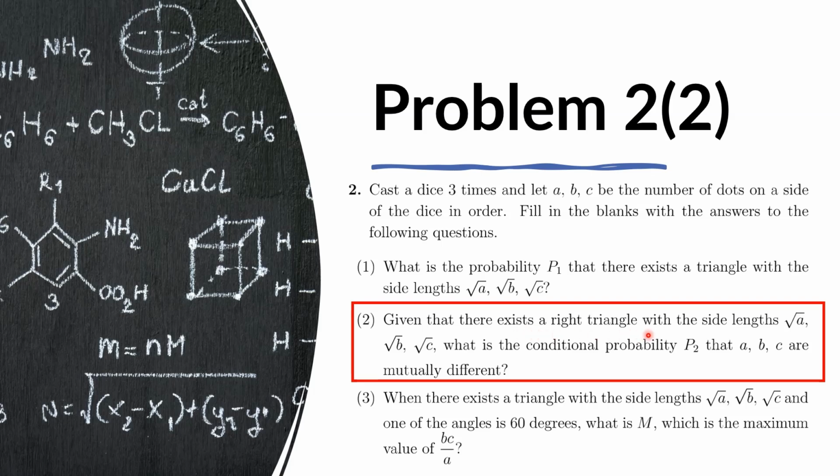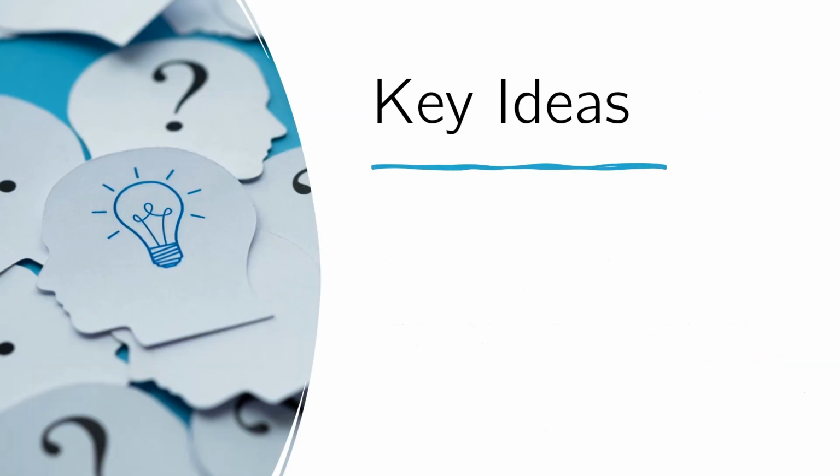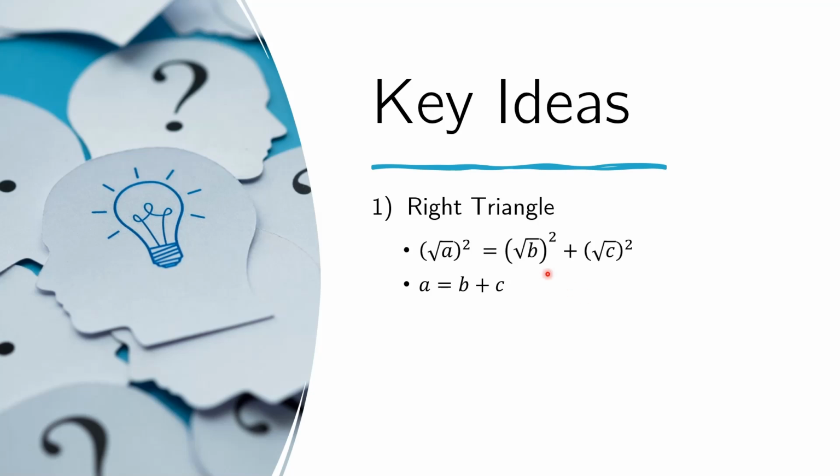Given that there exists a right triangle with the side lengths square root of A, square root of B, square root of C, what is the conditional probability P sub 2 that A, B, C are mutually different? There are two key ideas that we need to recall to solve this problem. The first is that for a right triangle, the square of the hypotenuse is equal to the sum of the squares of the two other sides. So if the hypotenuse is the side with the length square root of A, then A must be equal to B plus C. And it's also the case that if A equals B plus C, then it is a right triangle. So this is just from the Pythagorean theorem.